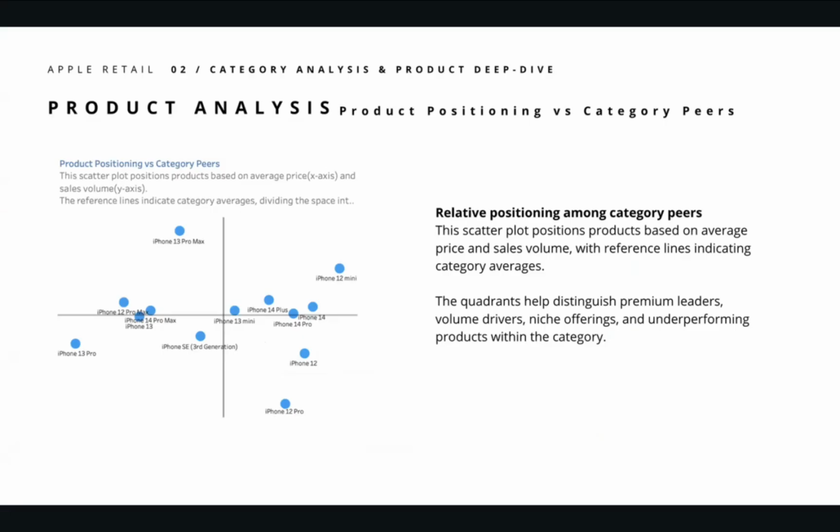This scatter plot positions products based on average price and sales volume, with reference lines indicating category averages. The four quadrants help differentiate premium leaders, volume drivers, niche offerings, and underperforming products within the same category. This view emphasizes that strong performance must be interpreted relative to peers, not in absolute terms.